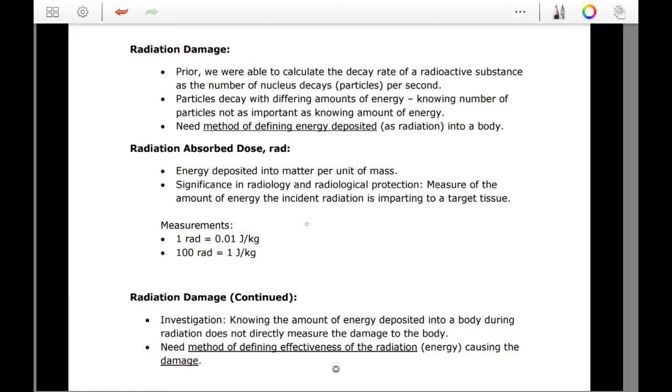Damage is what we're actually going to talk about next. But what you need to know about rads is that they are a measure of the amount of energy per unit of mass that you're considering, so per the amount of target tissue that you have.